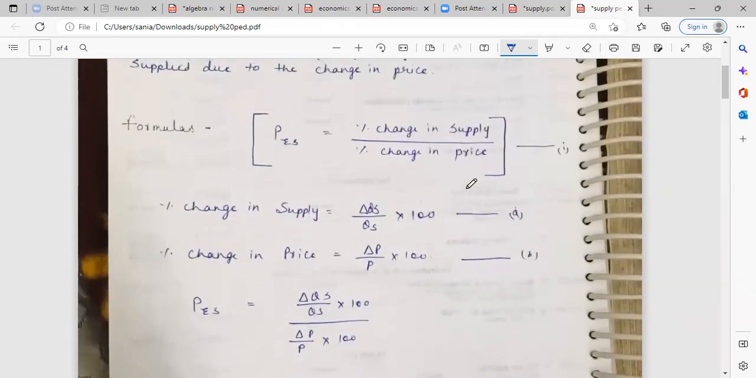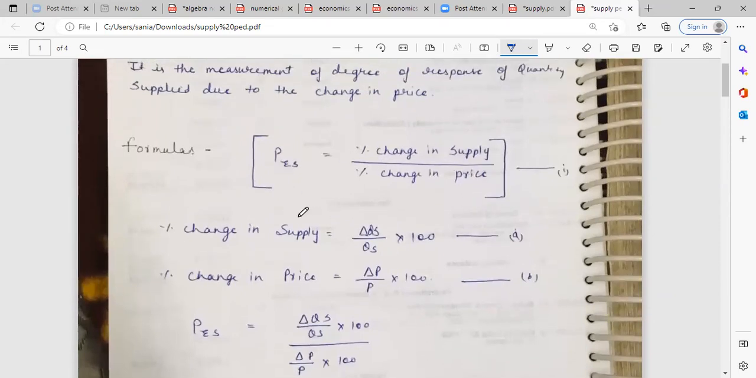Now you will be like, ma'am, why are there two formulas? See, to find percentage change in supply, the formula is delta QS divided by QS multiplied by 100, and to find percentage change in price, it is delta P divided by P multiplied by 100. For example, earlier your price was 1 rupee. Now your price is 2 rupees. This is your P and this is your P1. If I ask you what is delta P, delta P is P1 minus P, so 2 minus 1 is 1. Delta means how much you are changing, the difference between the new amount and the old amount. That will be your delta P. Clear?